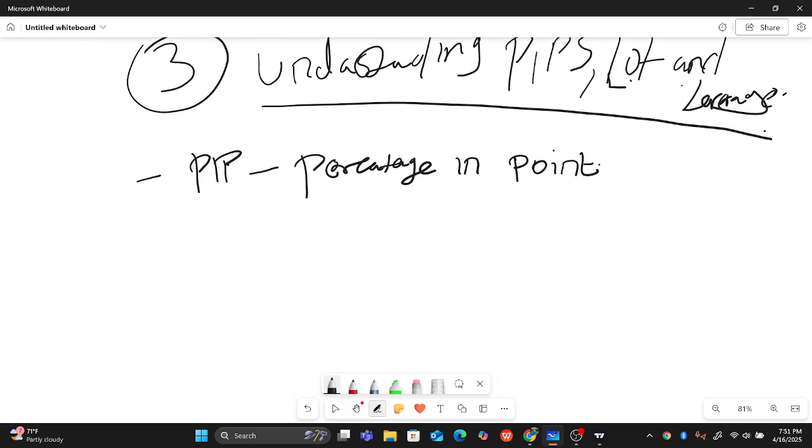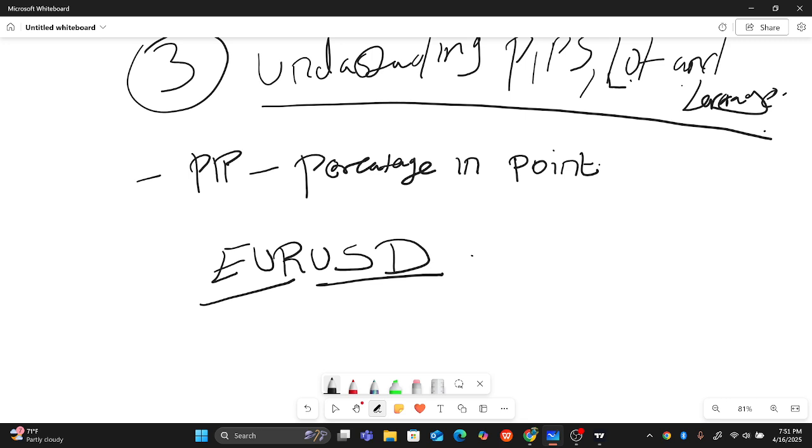Percentage in point. For example, let me give you this example. We have what we call the EUR/USD. This is normally called a pair, because you trade this against the other one. This is called the base currency. This is called the quote currency. Base and quote currency. This is the base, because base is something that starts the bottom of it all. This is the quote. The reason it is called quote is because we are using USD to quote the price of the euro.